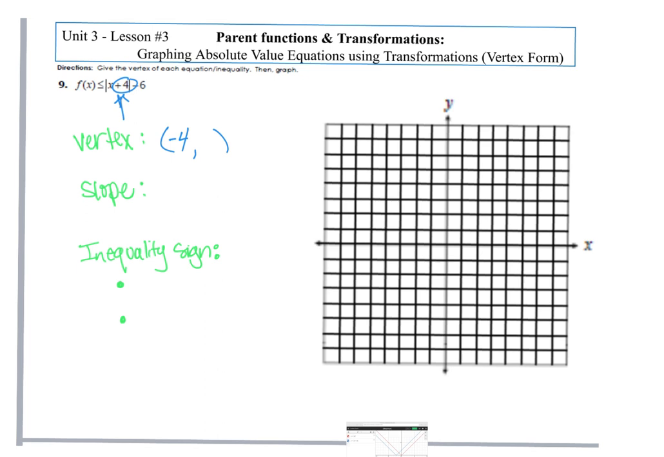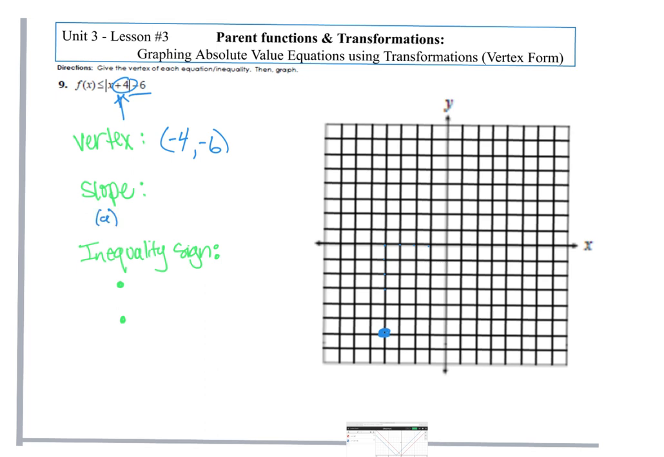The y value of the vertex is what is outside the absolute value bars. That's a negative 6, and it stays the same. So negative 4, negative 6 is my vertex. We're going left 1, 2, 3, 4, down 1, 2, 3, 4, 5, 6. There's our first dot.